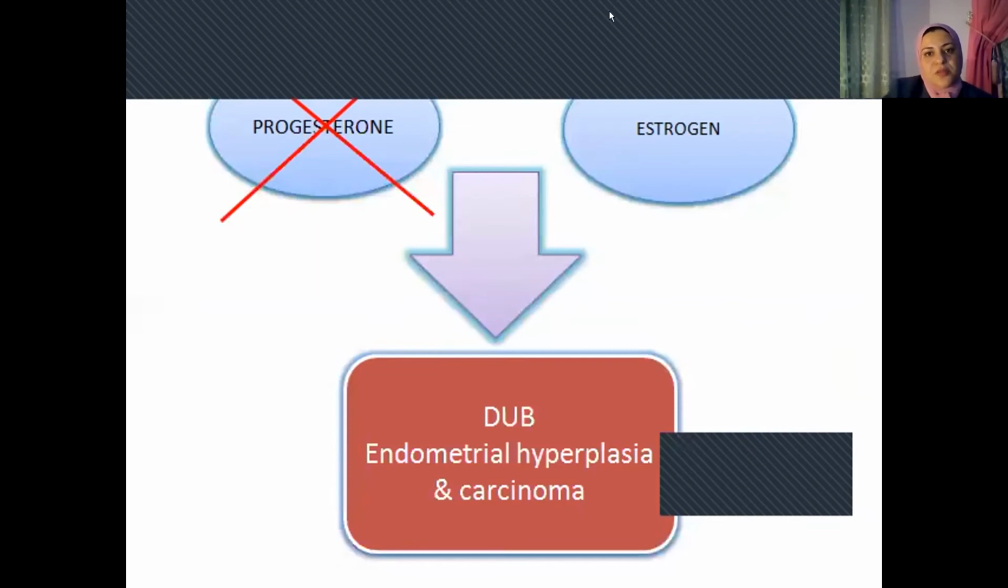So the pathogenesis of PCO is due to the unopposed action of estrogen, with no progesterone. This leads to endometrial hyperplasia and consequently carcinoma, and dysfunctional uterine bleeding.